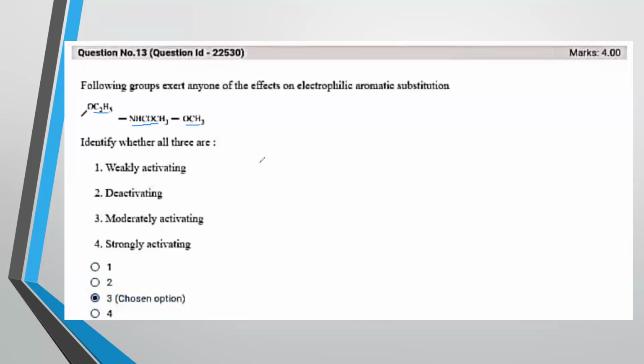Try to recall the order I have told. Three options have activating groups. Which one? Strong, moderate, or weak? So moderate, yes, Naga Ishwarya. Why moderate? Can you tell me the reason? The reason is hidden in that order itself.